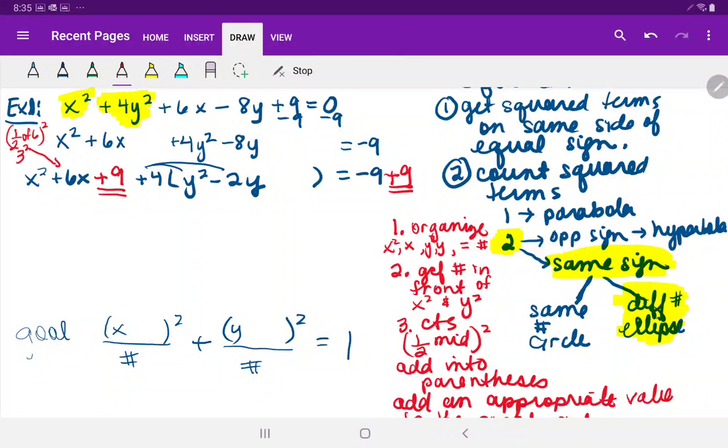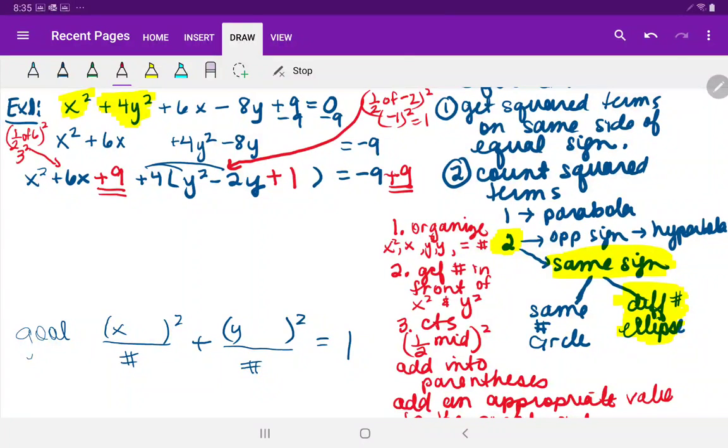Okay, but the second one is going to be a little bit different. So I'll complete the square over here. This is half of negative 2 squared, negative 1 squared, which is 1. I'm going to put that right here.